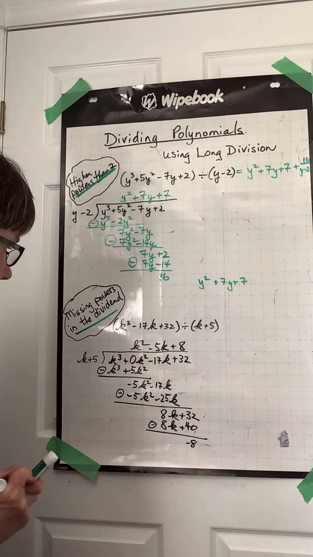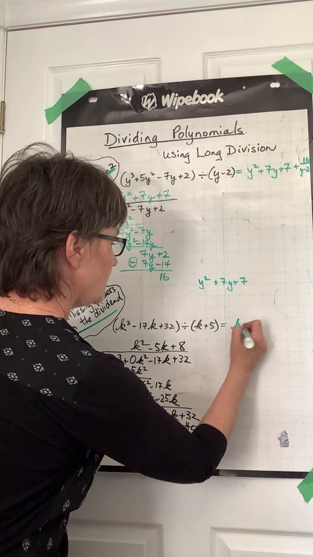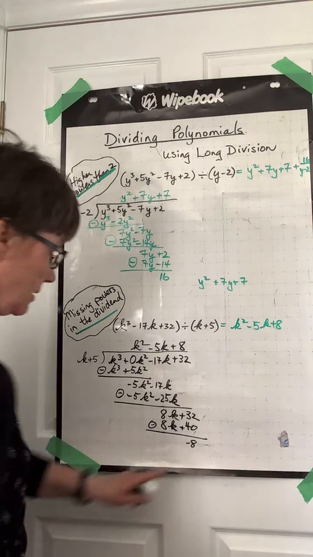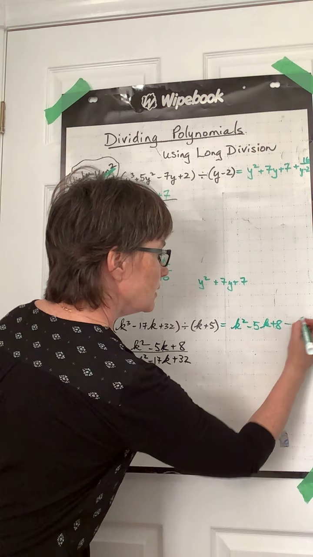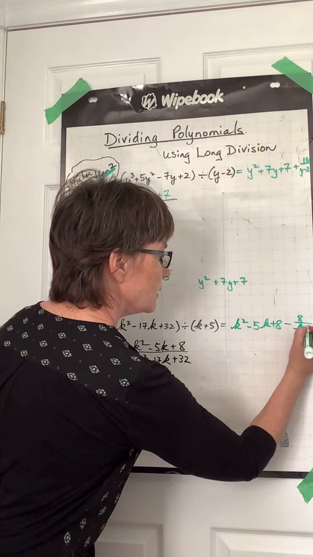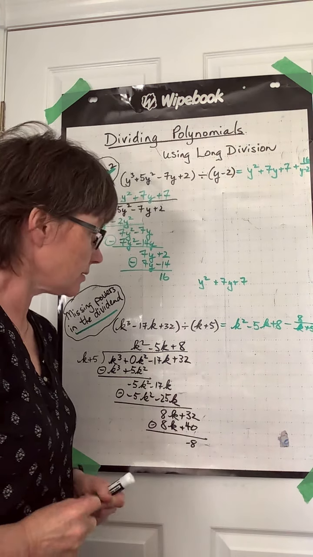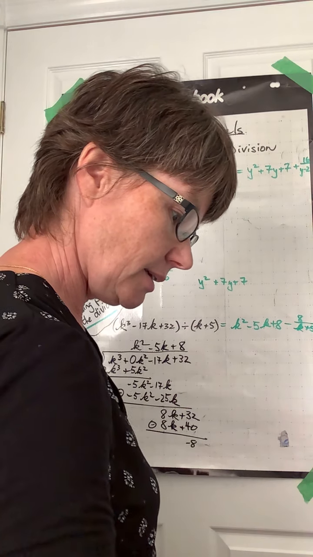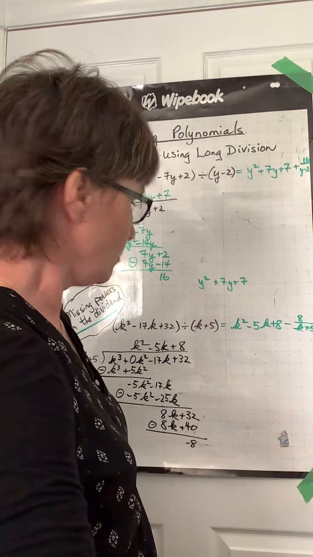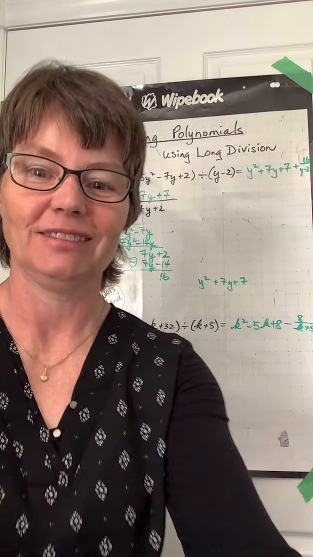And so our answer here is k squared minus 5k plus 8, and our remainder of negative 8, so subtract 8 over k plus 5. Checking our answer here, k squared minus 5k plus 8, subtract 8 over k plus 5. Correct.